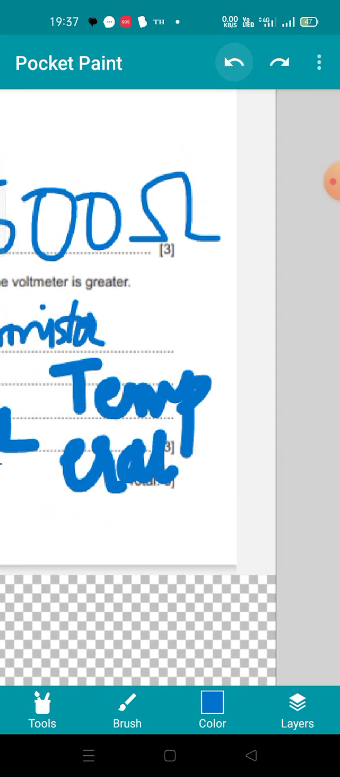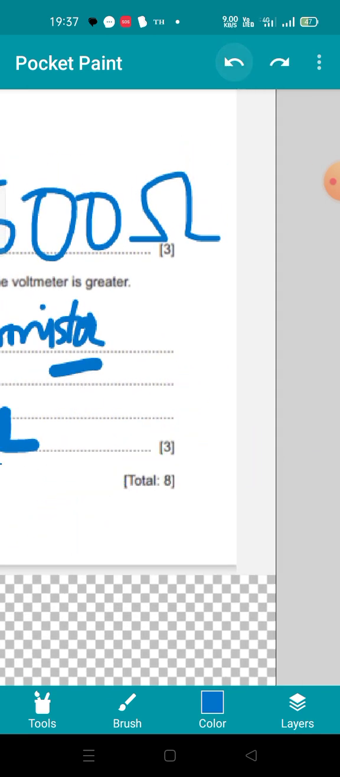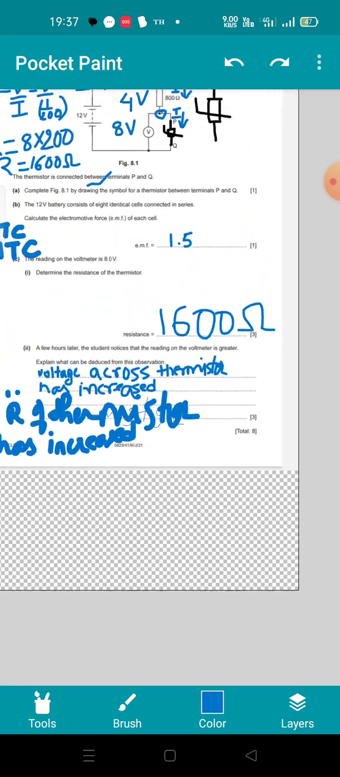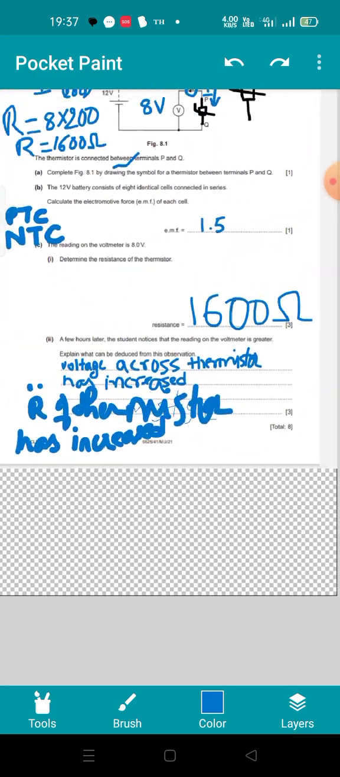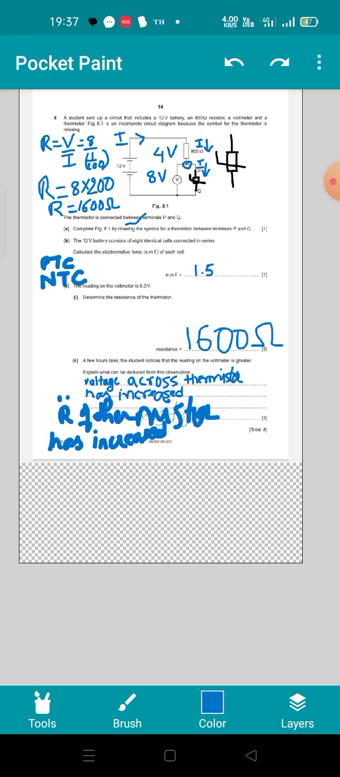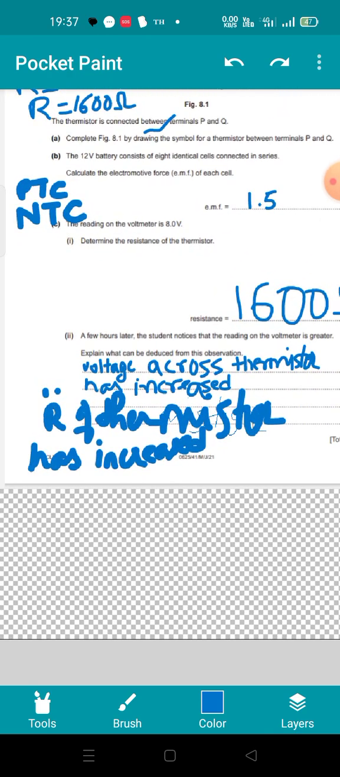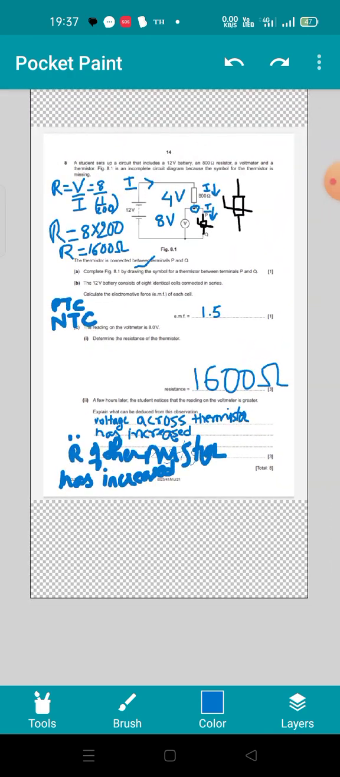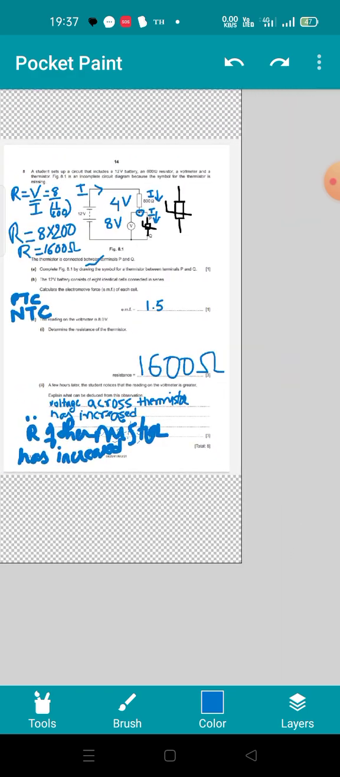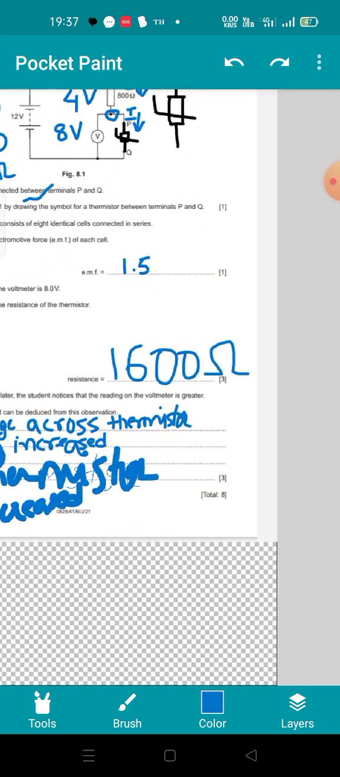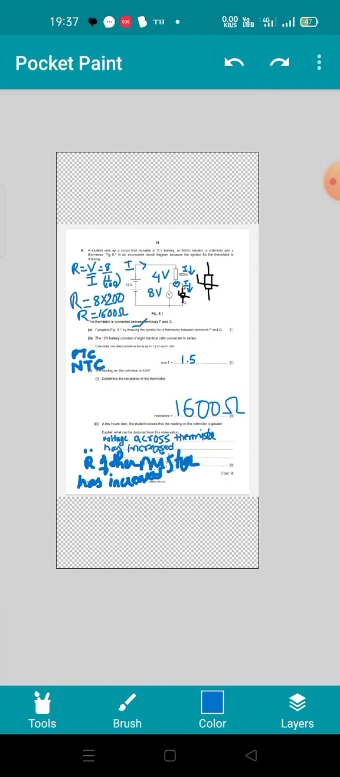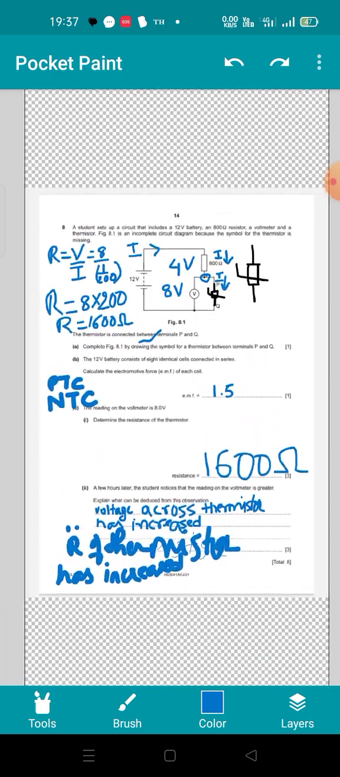This question, explain what can be deduced from this observation, is for 3 marks. So we have written 3 deductions here. One, voltage across the thermistor has increased. Two, R of thermistor has increased. Three, temperature of thermistor has decreased. So we have written 3 points for 3 marks. In this way we have answered all these questions.